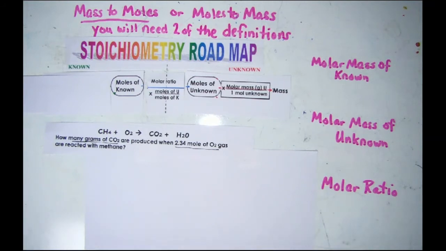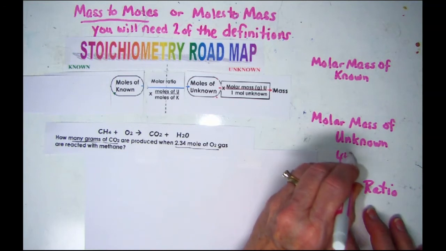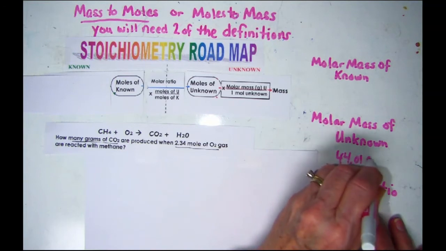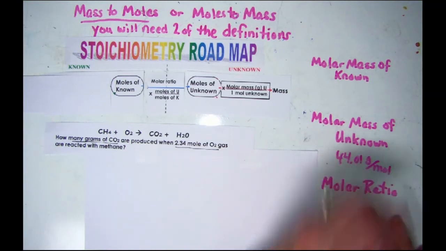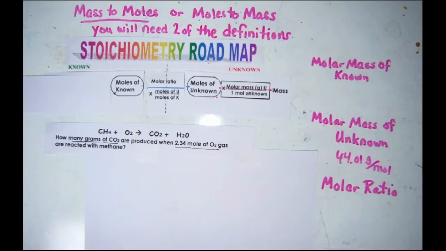The molar mass of the unknown, which is CO2, is going to be 44.01 grams per mole, per 1 mole. That's 1 carbon and 2 oxygen. And the molar ratio is not yet to be determined because guess what? We don't have a balanced chemical equation.